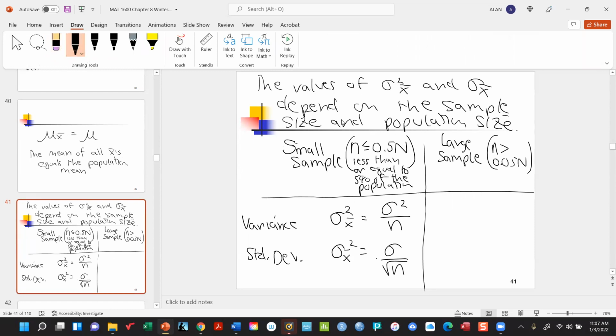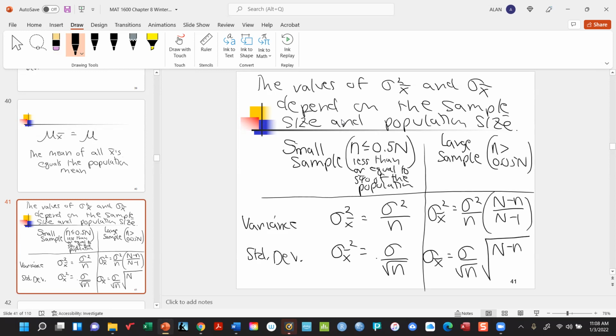Getting a little low on space here. So we have that extra term. If you notice on the right, we've got both capital N, the population size, and lowercase n, the sample size. So basically, when you're doing these calculations, you have to make a decision before you start anything. You have to make a decision as to whether or not this is a large or a small sample. Depending on which one it is, that will affect our determination of the variance and the standard deviation. Once we know those, we can then start calculating probabilities. But these have to be determined first.